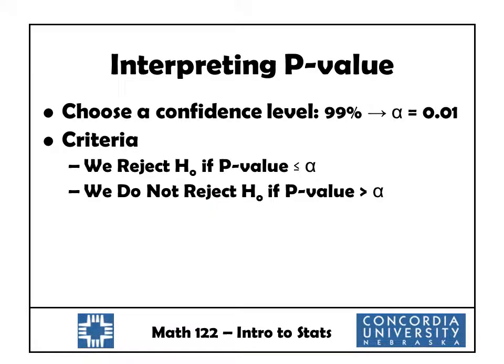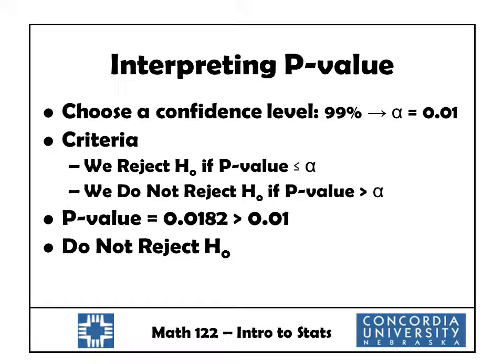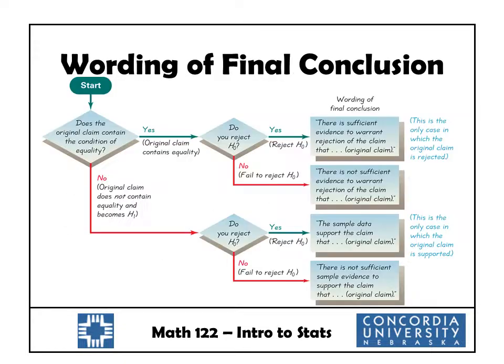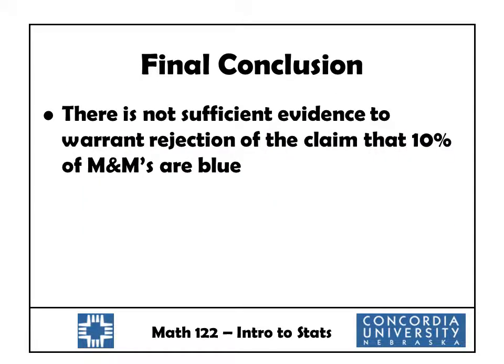Okay. Now to interpret it, we'll use the same criteria. We'll use a confidence level here of 99%, so alpha is 0.01. Our p-value of 0.0182 is just a little bit bigger than alpha, and so we do not reject the null hypothesis. We word it in the same way. The original claim does contain equality, so we go to the right along the green arrow. Do you reject it? No, we do not. So we go down the red arrow. There is not sufficient evidence to warrant rejection of the claim that 10% of M&Ms are blue. That's our final conclusion.